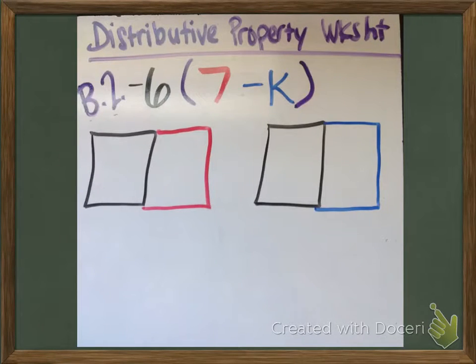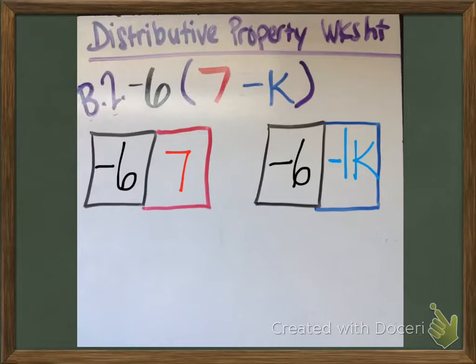For B2, you have negative 6 times a quantity of 7 minus k. What do you think the answer is? First, bring down your negative 6, then your 7, and then your negative k, which again is really a negative 1k.